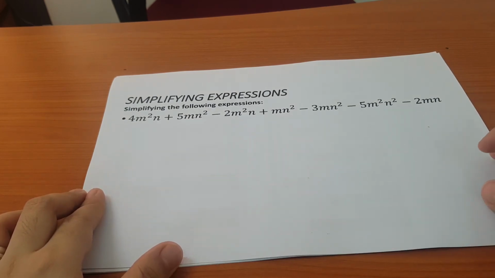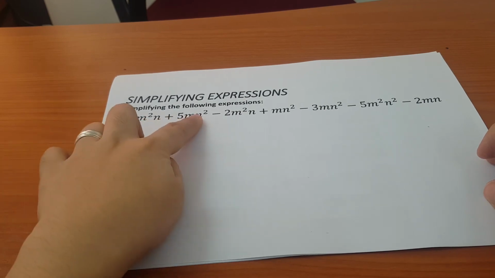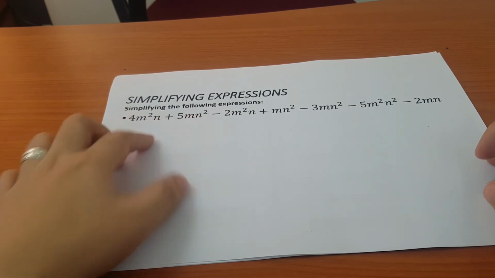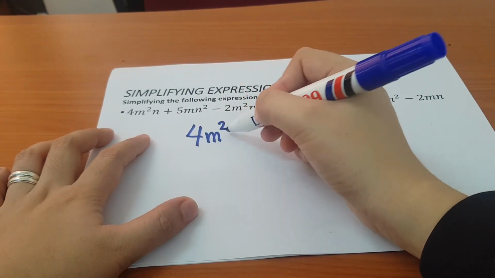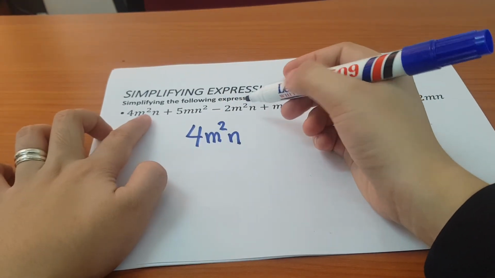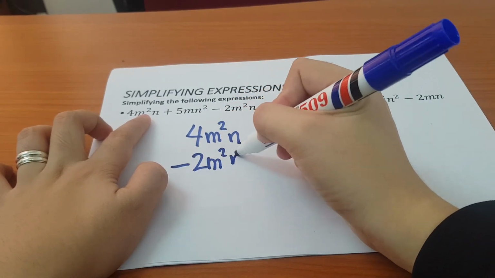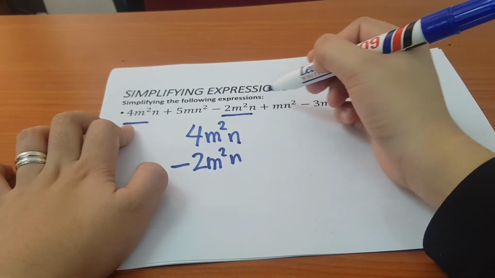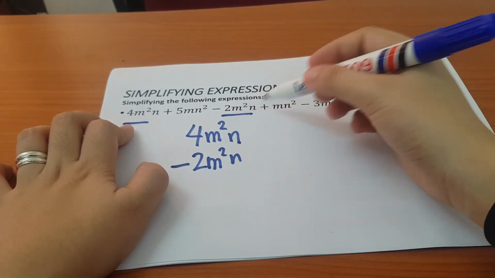Okay, let's have the last one. So take a look at here. You have to be very careful. This and this are not like terms. So it should be 4m squared n. Okay, this one and this, m squared n, m squared n, no more.